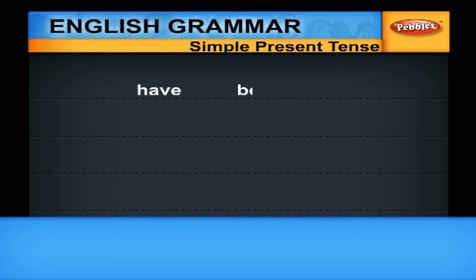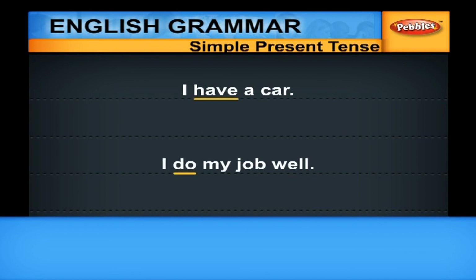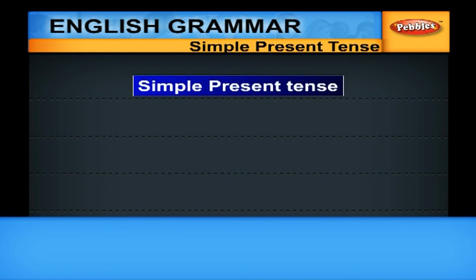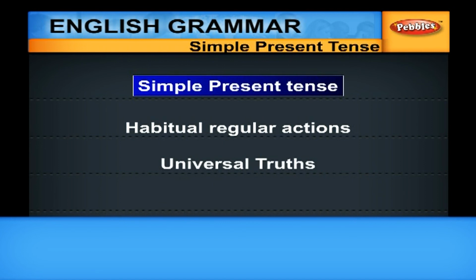Have, be, do auxiliaries can be used as main verbs. He is a cinema star. I have a car. I do my job well. So, even though they are auxiliaries, they can be used as main verbs in the simple present tense. Where do we use simple present? When we refer to habitual regular actions. When we refer to universal truths. When we talk about an event happening now, but to give it an immediacy, we can use a simple present. You can also use it to refer to future action, which we will discuss later.